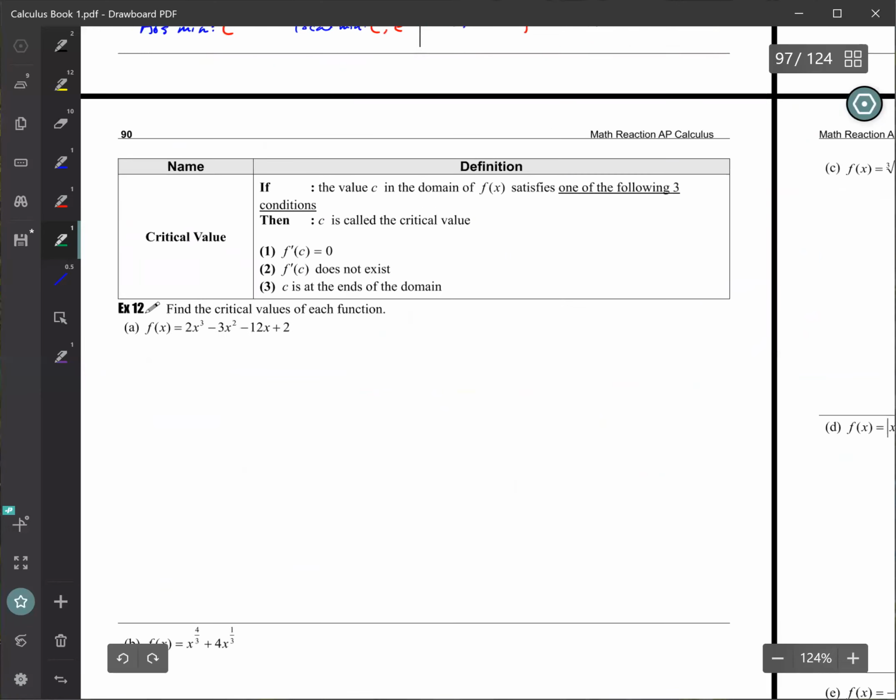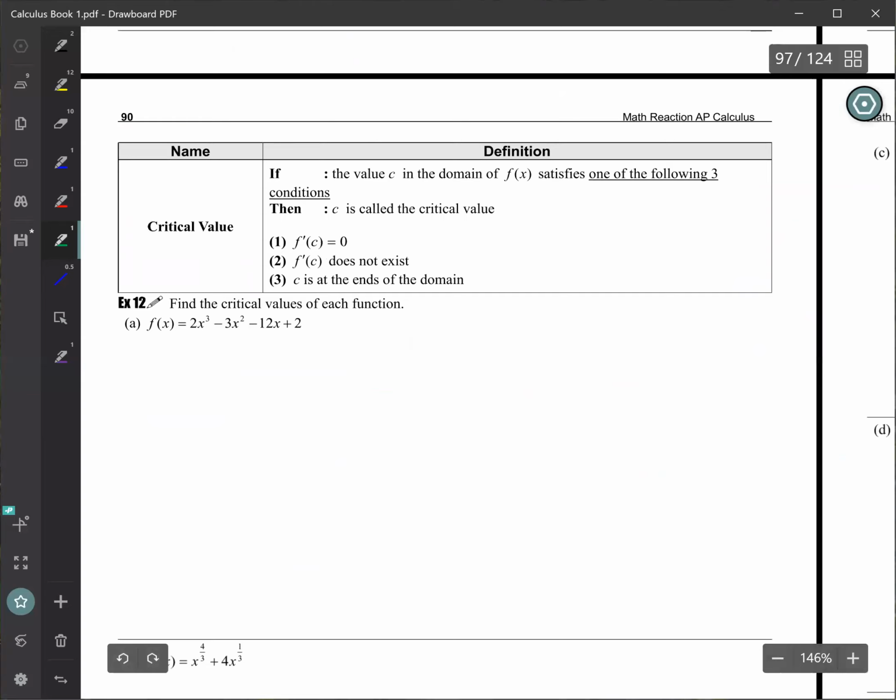Okay, so that leads us to page 90. Continue from Fermat's theorem. So if the value C satisfies one of the following three conditions, you just need to meet one of them, then C is called a critical value. Critical means very important. Important because they could be extrema, but not guaranteed though.